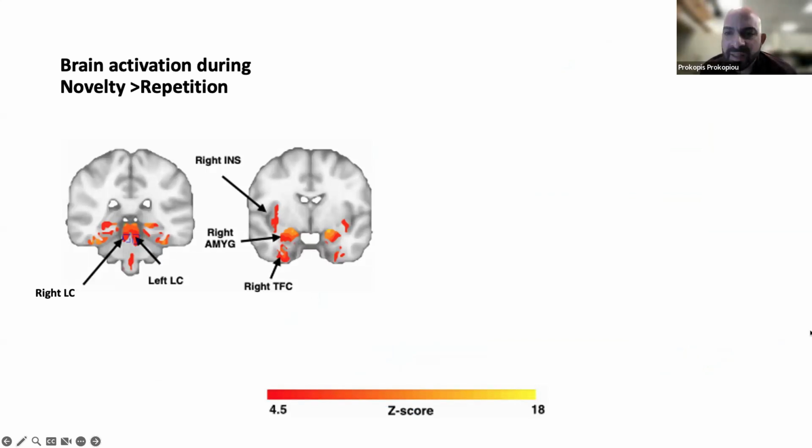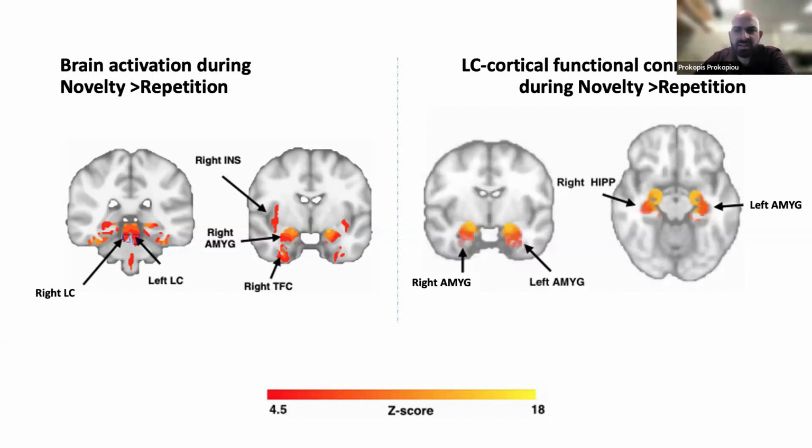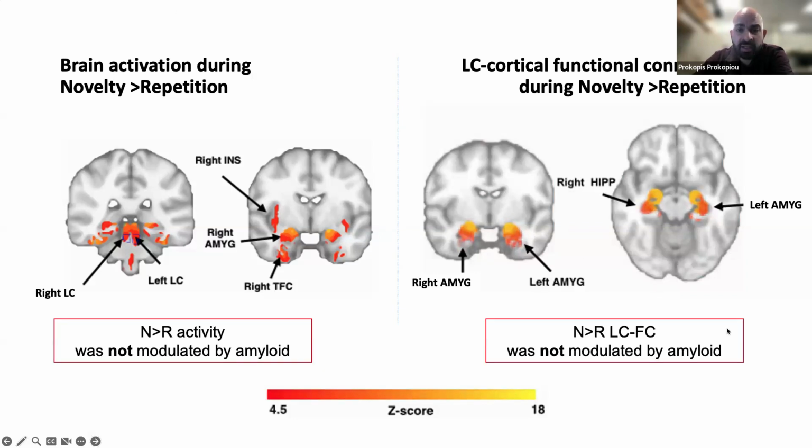We first conducted a voxel-wise analysis to assess whether the LC showed greater activation and connectivity during novelty compared to repetition. As shown in the image here on the left, we observed novelty-related activation within the LC, confirming the previous animal studies, but also in other regions, including the hippocampus, amygdala, insula, temporal fusiform cortex, and temporal occipital fusiform cortex. We also performed a voxel-wise psychophysiological interactions analysis and identified significant connectivity between the LC and both the amygdala and hippocampus, as shown here on the right. Lastly, incorporating beta-amyloid into our analysis did not alter these activity or connectivity patterns, and beta-amyloid did not show any significant relationship with LC activity or connectivity.